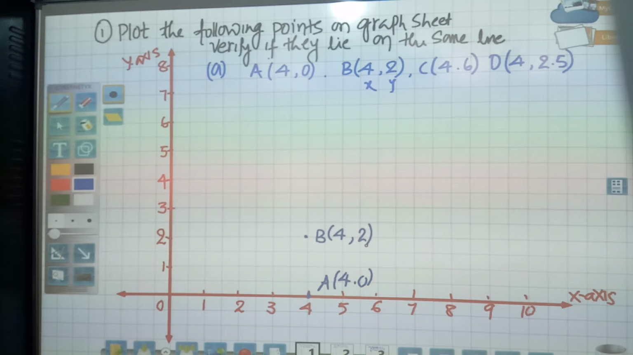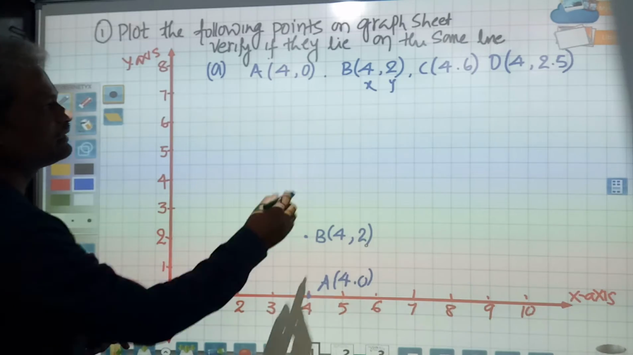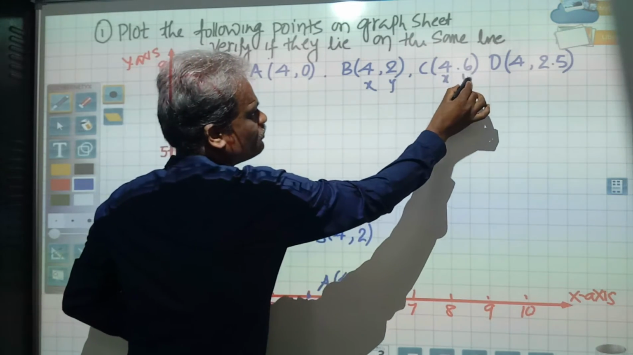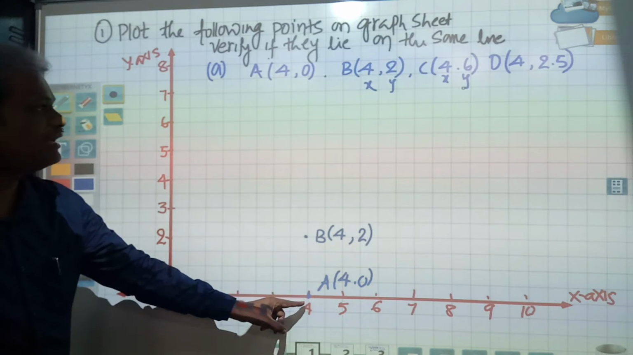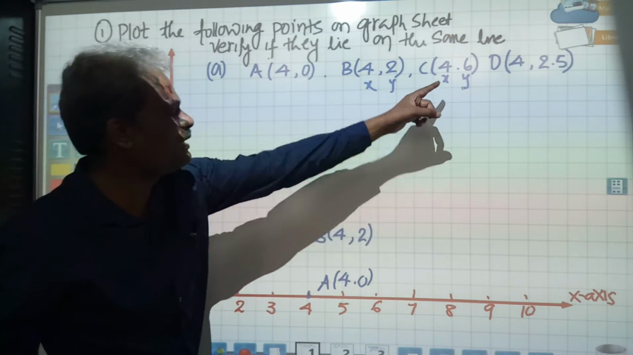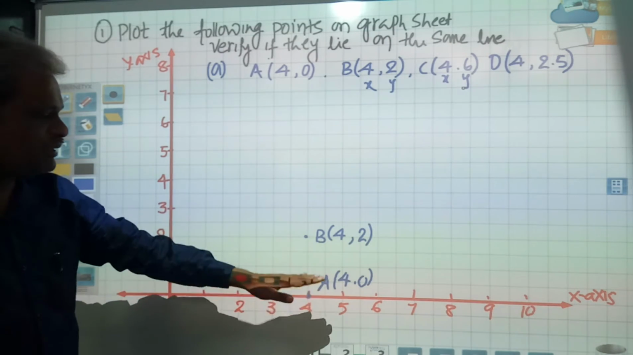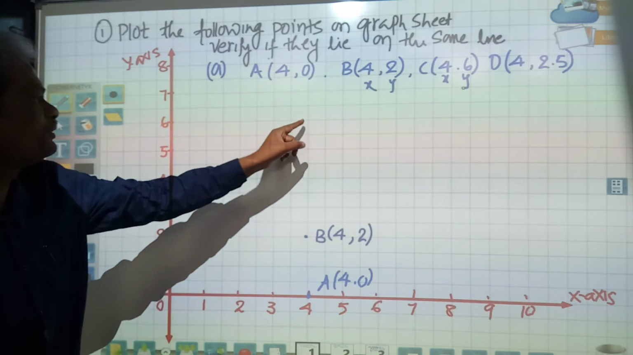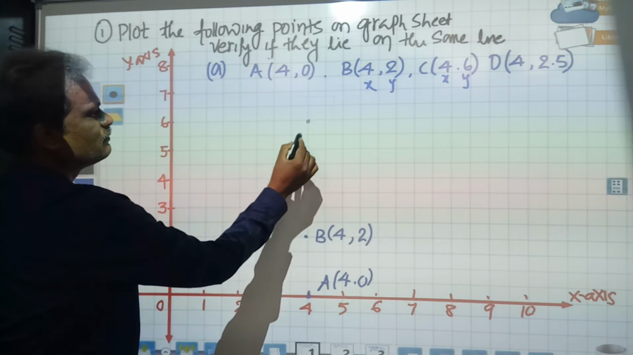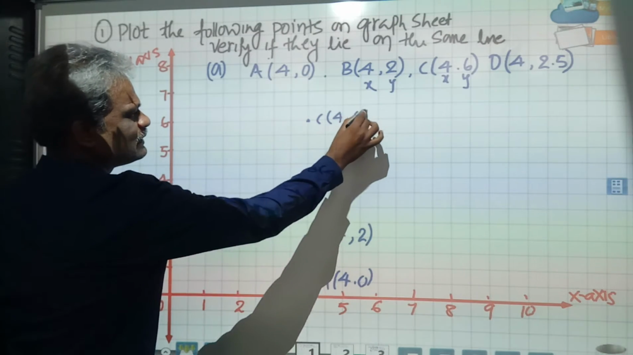Okay. Then the third point is C. It is (4, 6). Here this is the x value and this is the y value. So along the x-axis you go up to 4. Then along the y-axis, the vertical line. The second coordinate always represents the distance of the point from the x-axis. The second coordinate is 6. From here you should go up to 6. This is the point. We can locate this one. This is C. It is (4, 6).